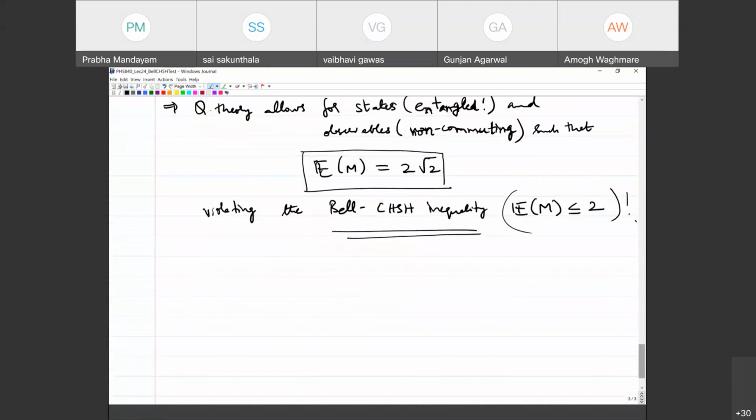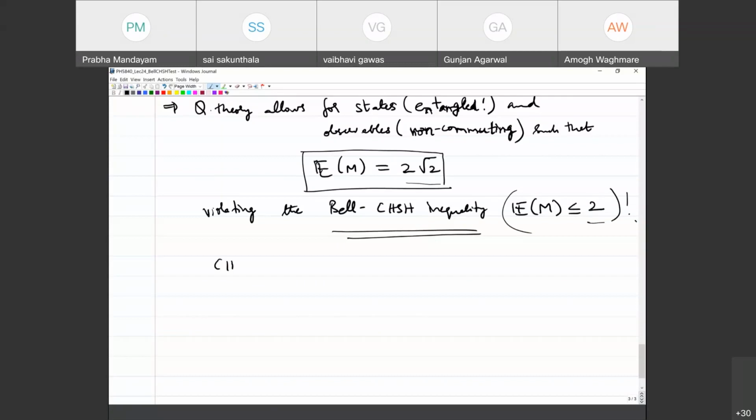I've posted a relatively recent paper which experimentally demonstrates a violation, meaning it demonstrates something which is beyond 2. Experimentally you have so many sources of noise and inefficiencies and so on, so you may not hit the 2 root 2. But generally if you cross this threshold of 2 by a well enough margin, then you say that you have violated the Bell-CHSH inequality. Okay. So what is CHSH?